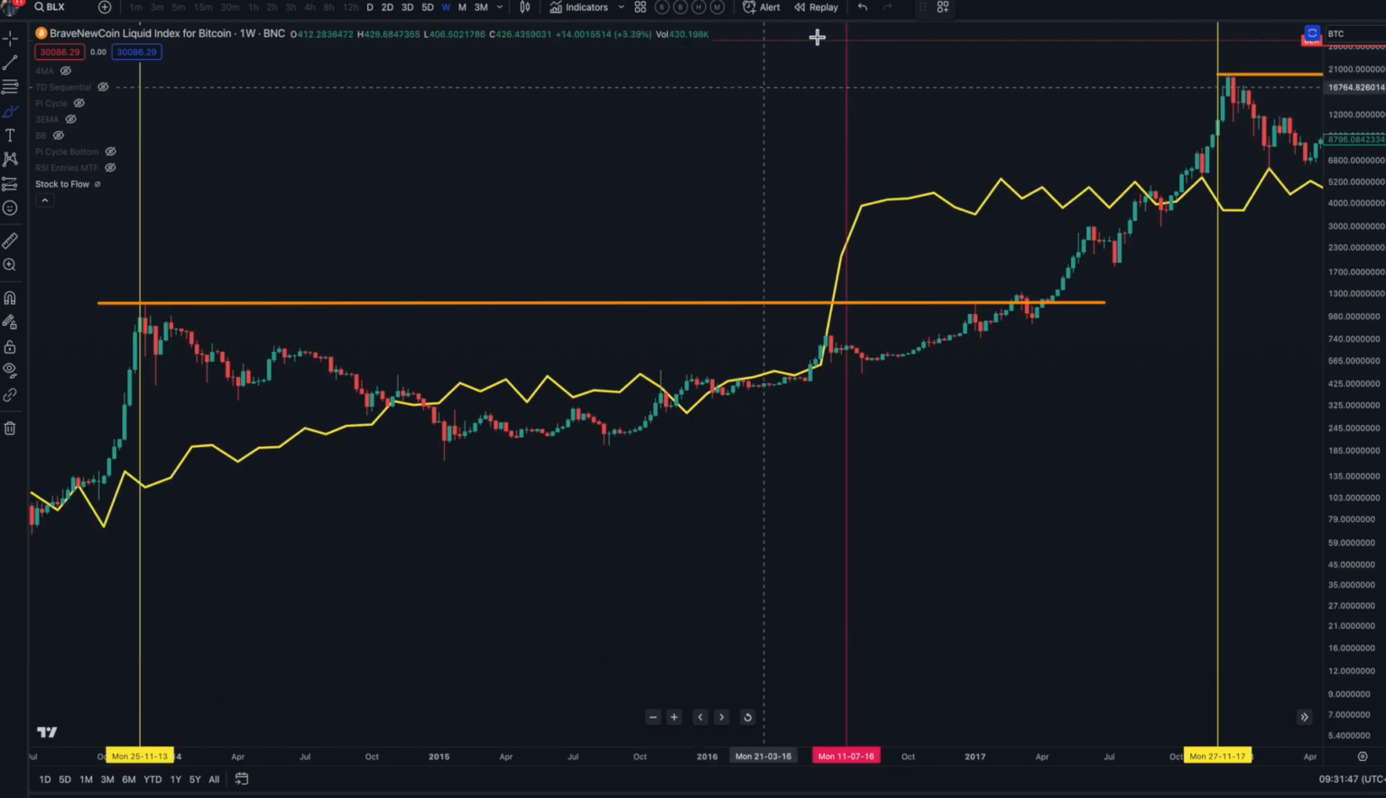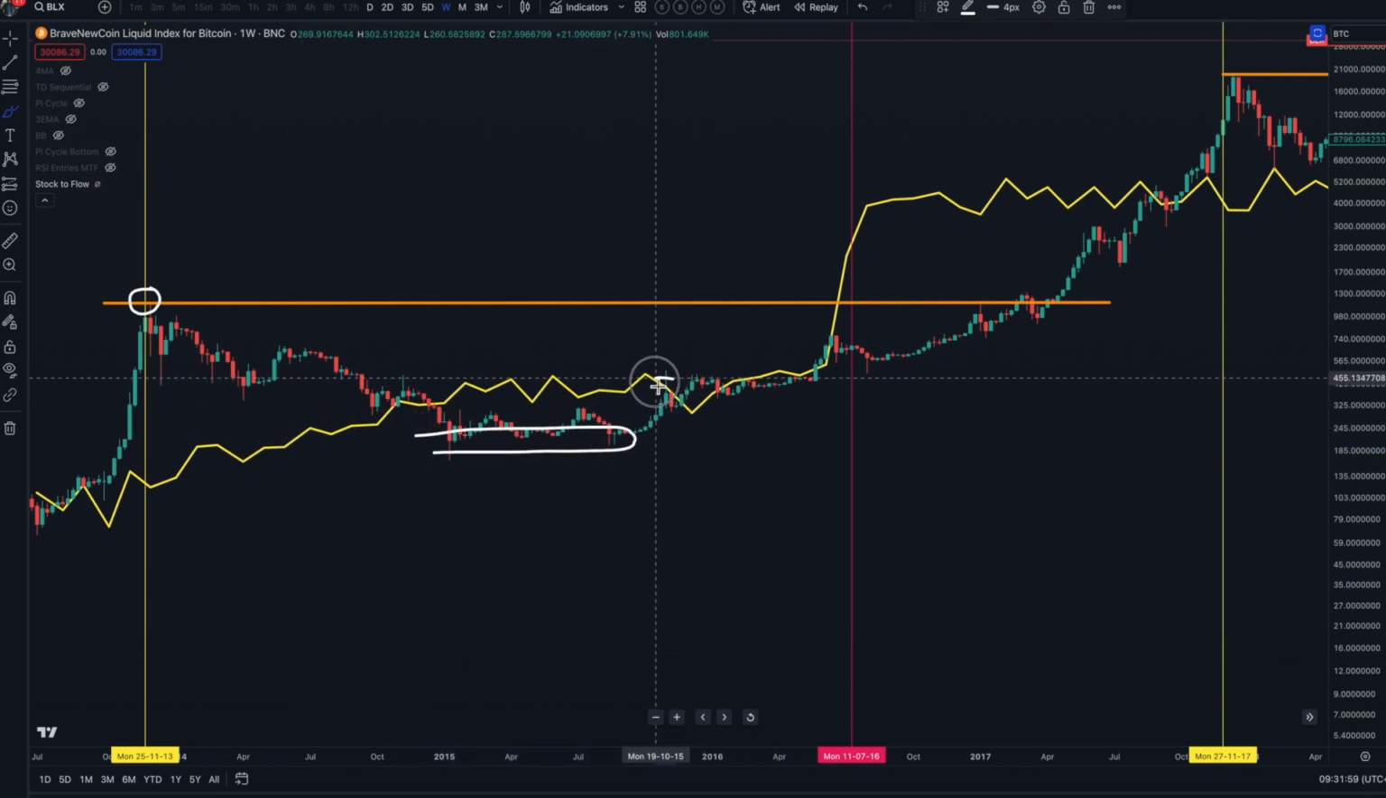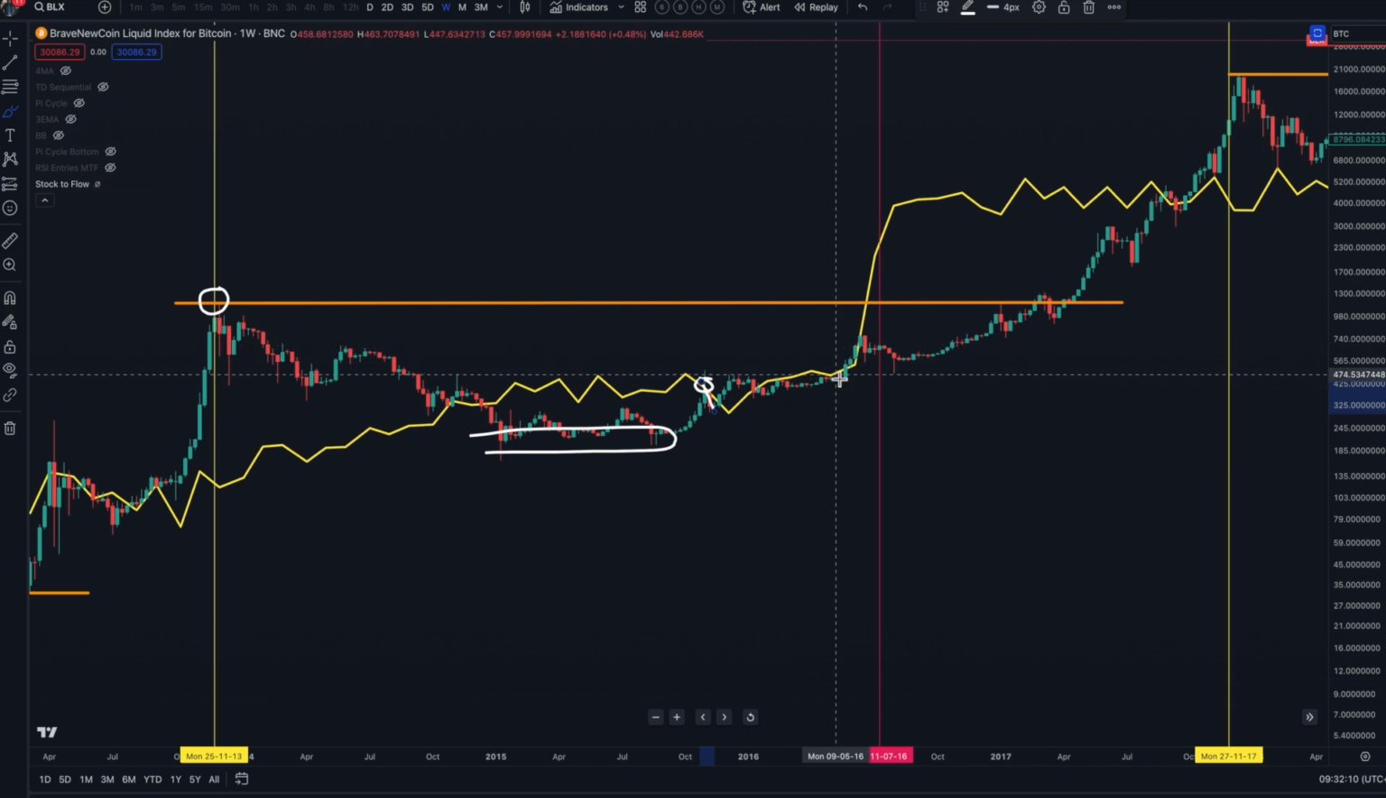The next halving was in July 2016. We'd topped out here in 2013. And then after the bottom, as you can see, one more time, we came right up to the yellow line here where we got rejected. And then we came back and again, before the halving, we came up and retested this. So twice before the halving, we retested this stock to flow line here.